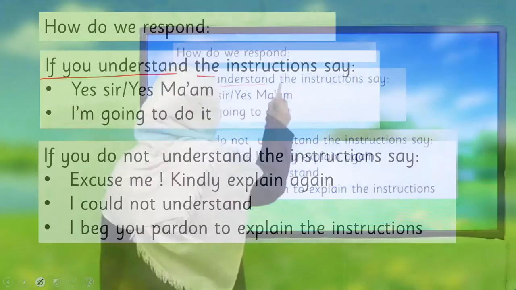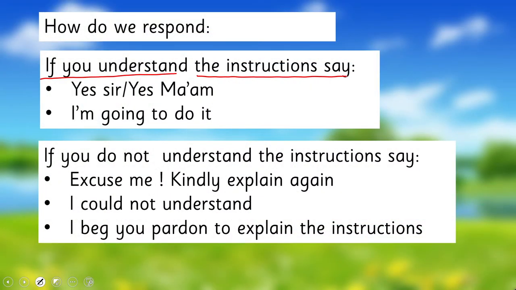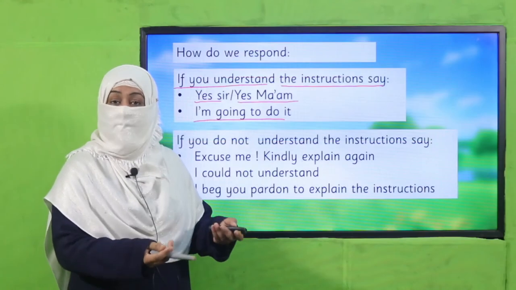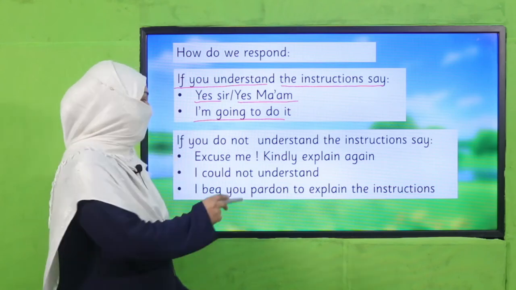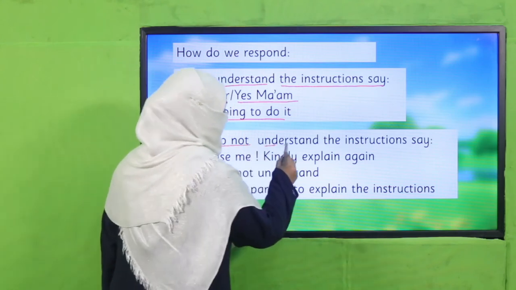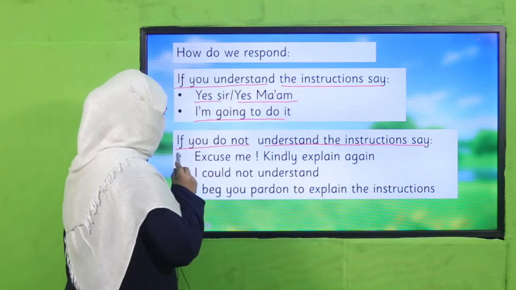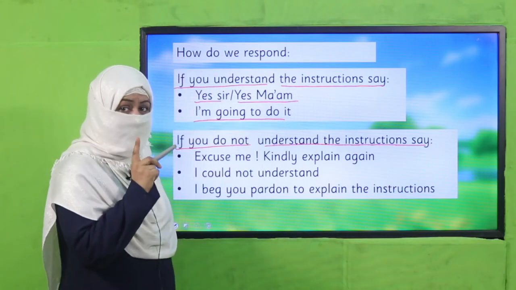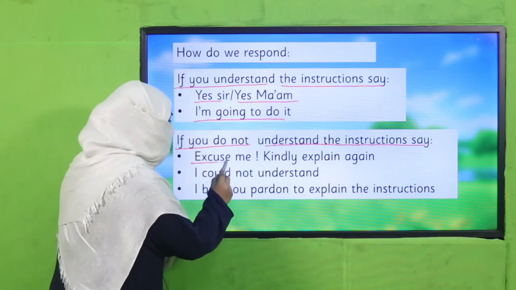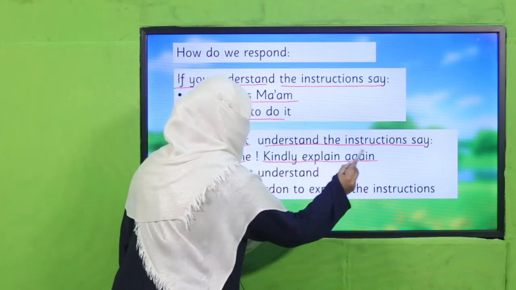If you understand the instructions, like whatever instructions are given to you, you understand what you should do, you should say, yes, sir, yes, ma'am, I'm going to do it. Yes, I got it. I will follow it. This is how we respond when we understand. But in a case where you don't understand the instructions, what should you say? We have learned polite expressions. So what should you say? Excuse me, kindly explain again.